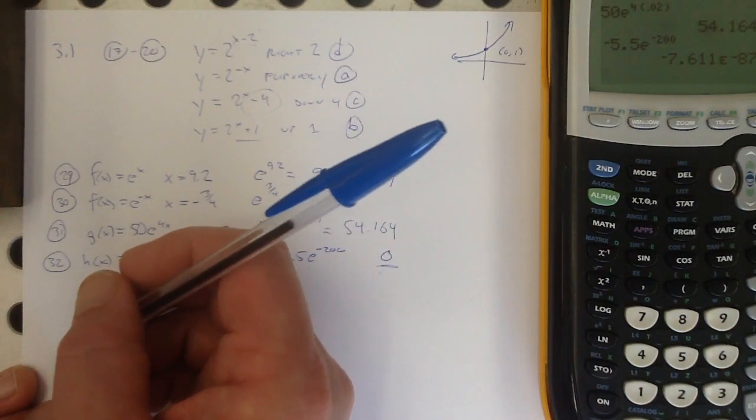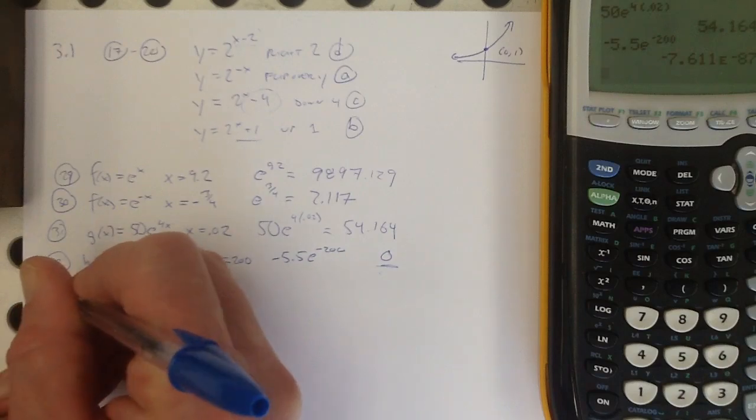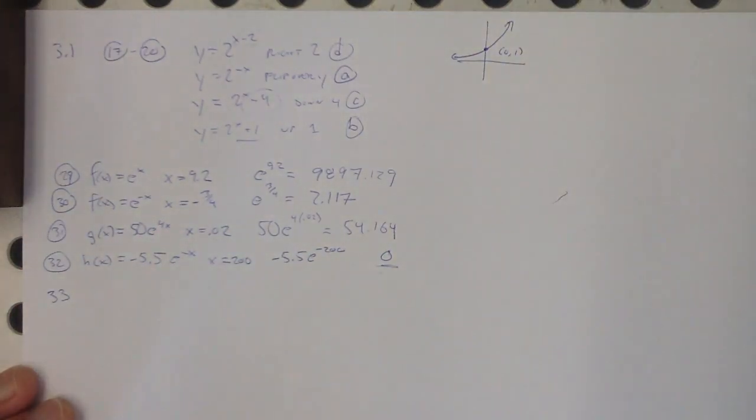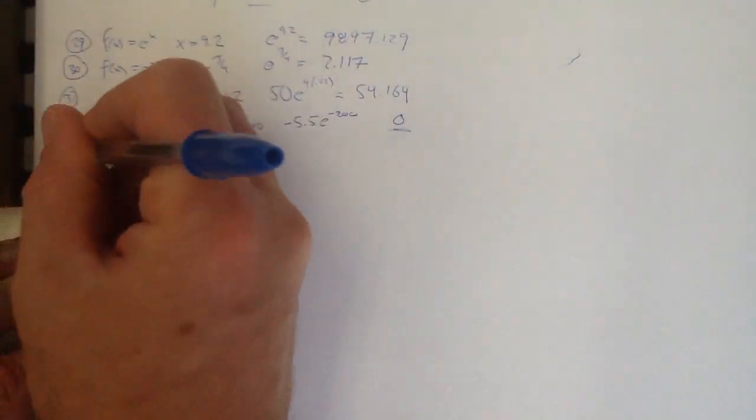Let's see, 33. No asterisk here, so I'll put the calculator away for a minute.